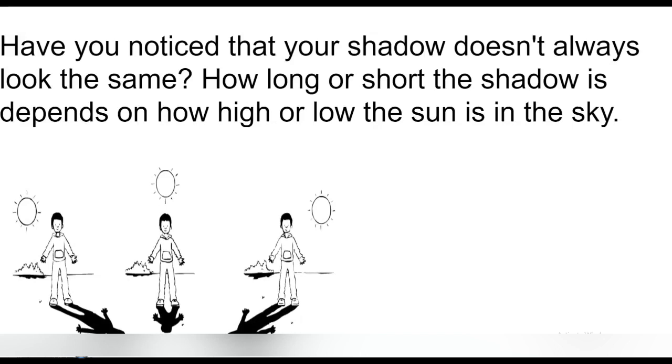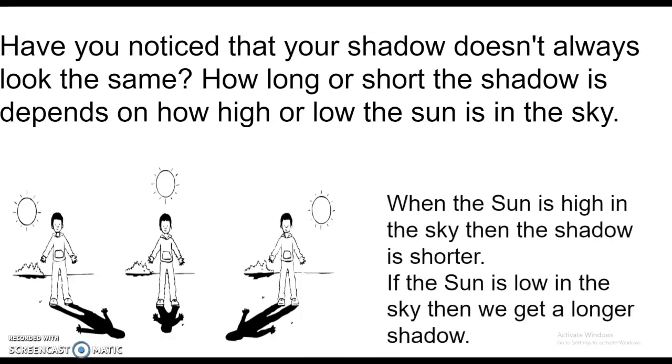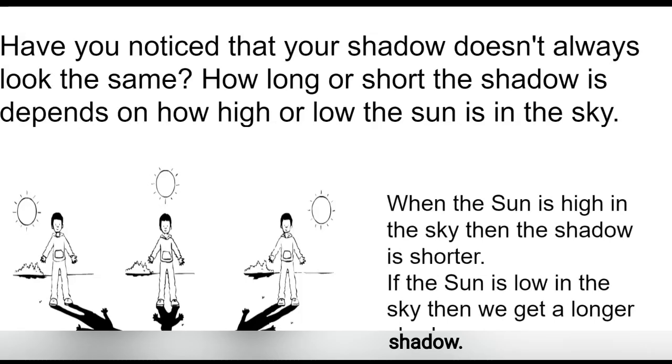If you look at this picture, 3 different shadows. The first shadow is quite long. The second shadow is quite short, and the third shadow is longer again. But why? When the sun is high in the sky, the shadow is shorter. If the sun is low in the sky, then we get a longer shadow.